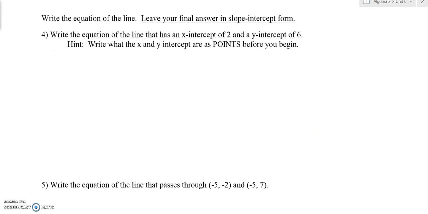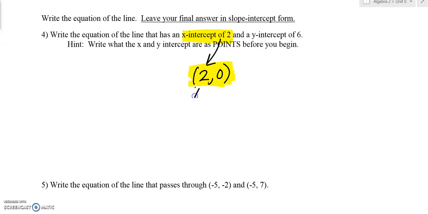Flip it over. Problem 4. Write the equation of the line. Leave your final answer in slope-intercept form. It says, write the equation of the line that has an x-intercept of 2 and a y-intercept of 6. And then it gives you a little hint. It says, write what the x and y-intercept are as points. So what this means is it tells you the x-intercept is 2. Writing that as a point, this means 2, 0. Okay, that is an x-intercept.